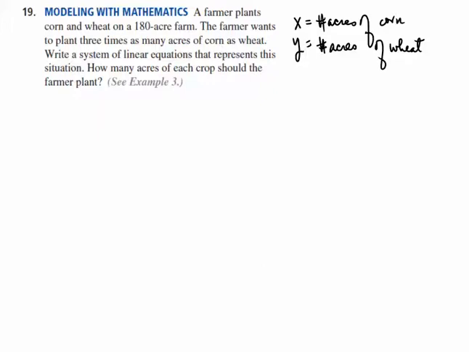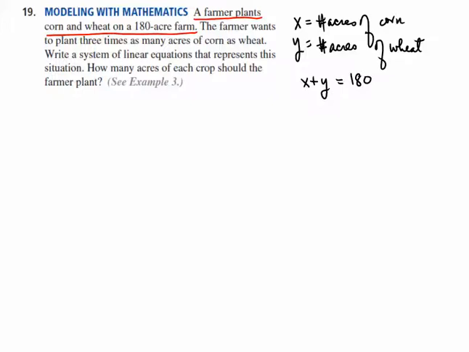Now, a few things that we know. The first thing we know is that the farmer is going to plant corn and wheat on a 180-acre farm. So that tells us that the number of acres of corn plus the number of acres of wheat has to be equal to 180 acres.